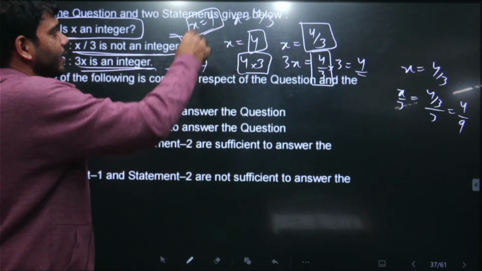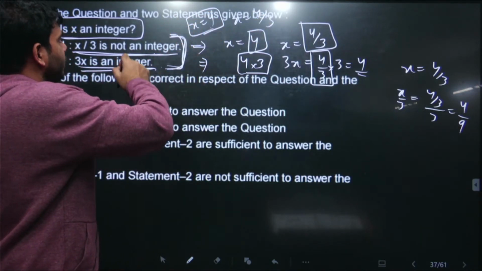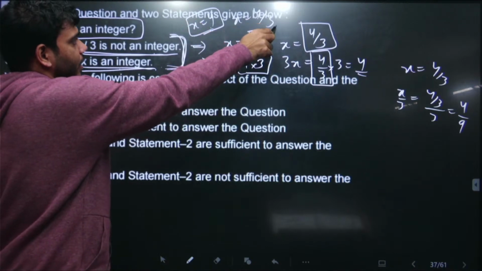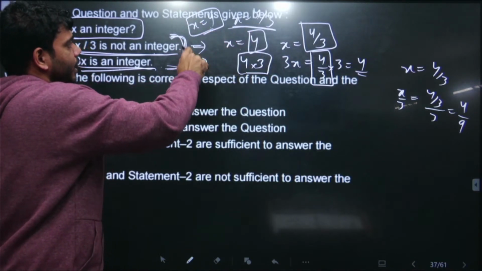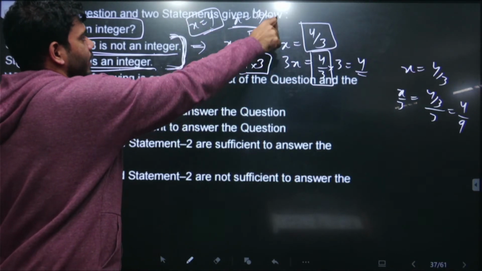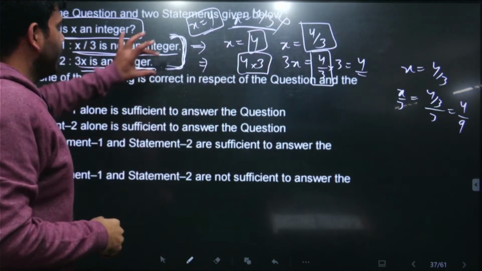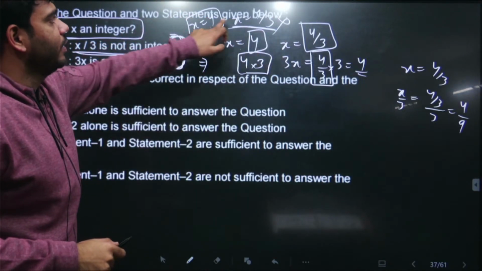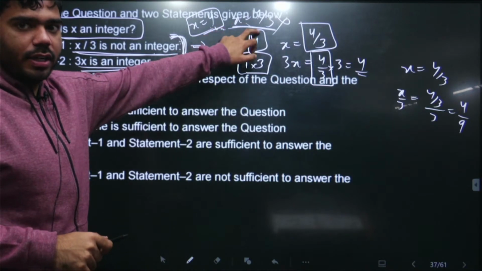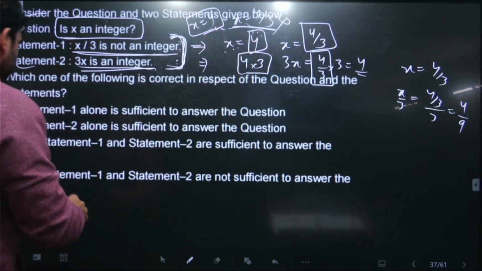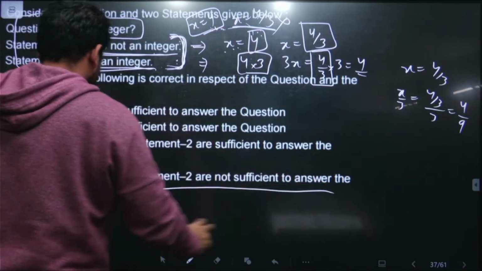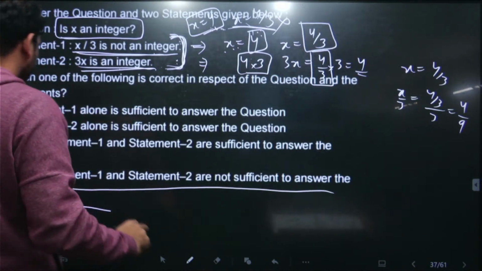So we are getting an example where both the statements are satisfied and x is an integer, and we are getting another example where both the statements are being satisfied and x is not an integer. So clearly, using even both the statements, we cannot conclusively say whether x will be an integer or not. Statement 1 and statement 2 are not sufficient to answer this question. So option number D is correct.